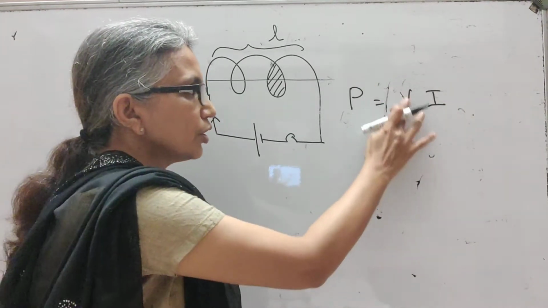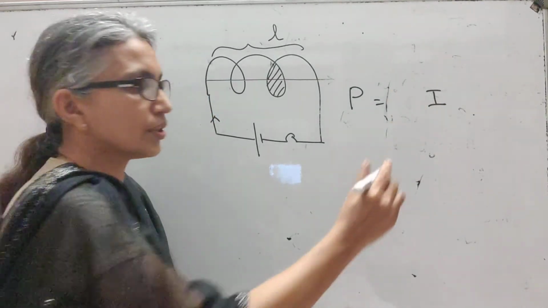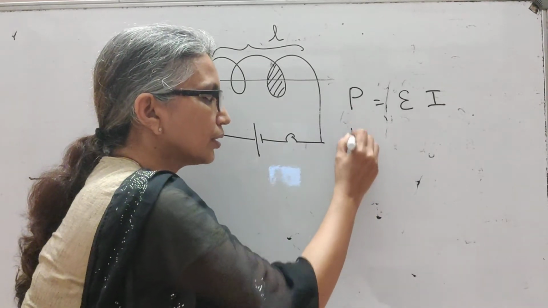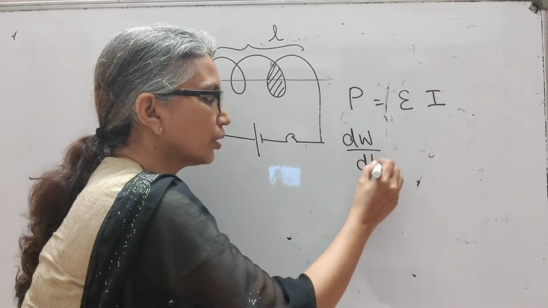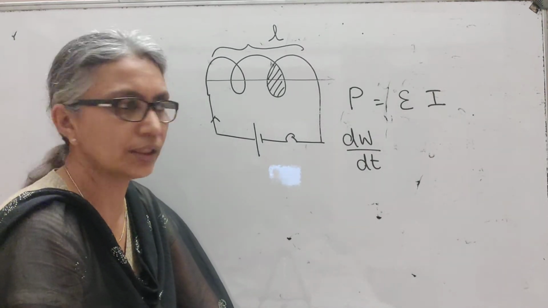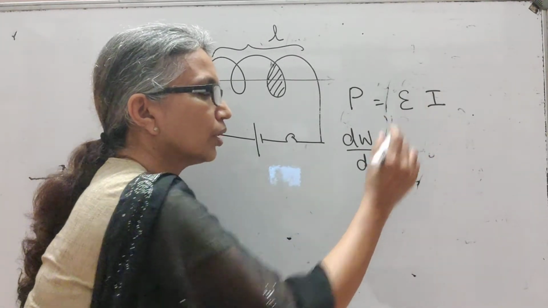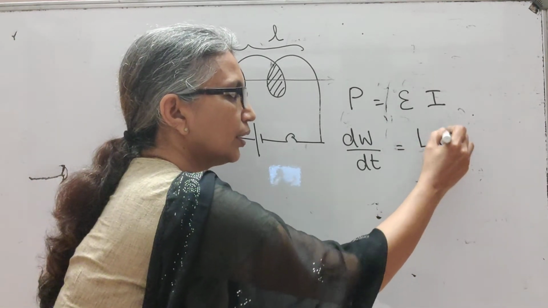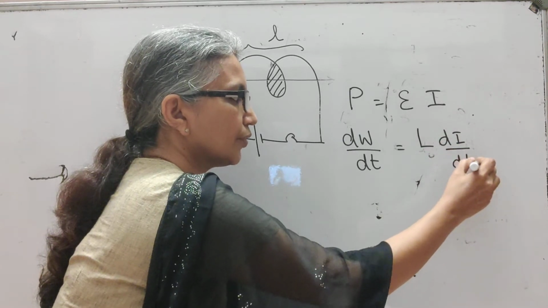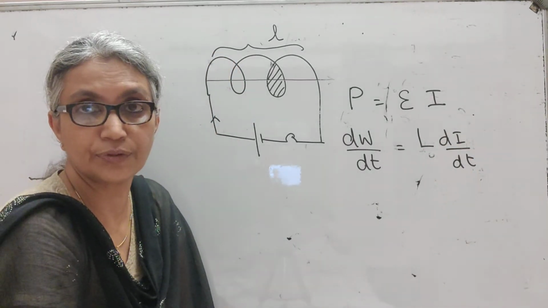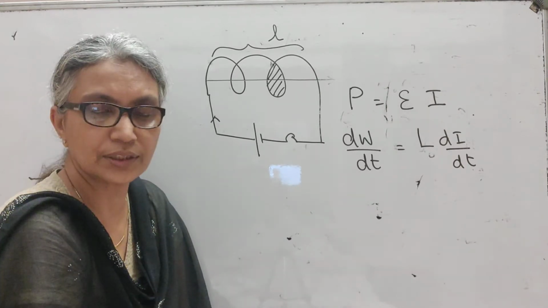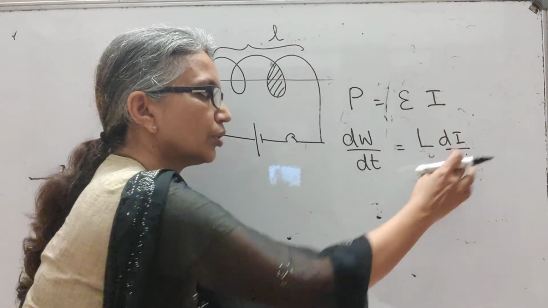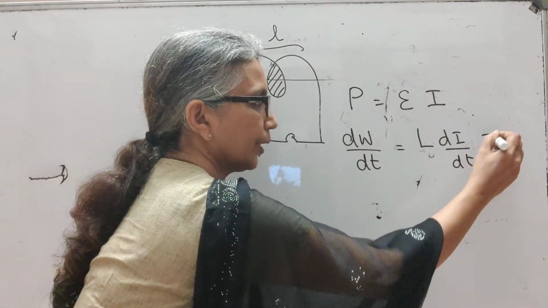Now, we have our formula, power equal to VI, which you have learned in the 10th standard. This voltage here is the induced EMF we are talking about, so I will replace it with E. So, power I may write in terms of work done as dW by dt. This is equal to EMF, the magnitude is L di by dt. We just derived the equation when we defined EMF in terms of self-inductance. We wrote E equal to minus L di by dt.